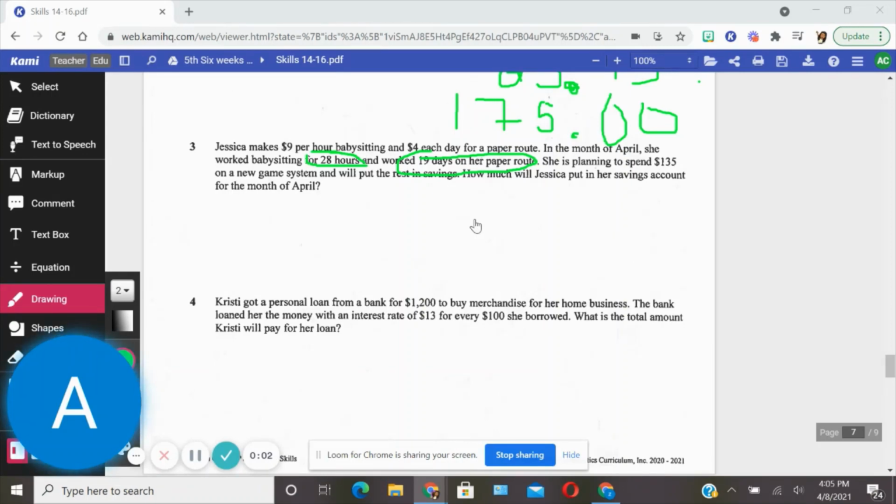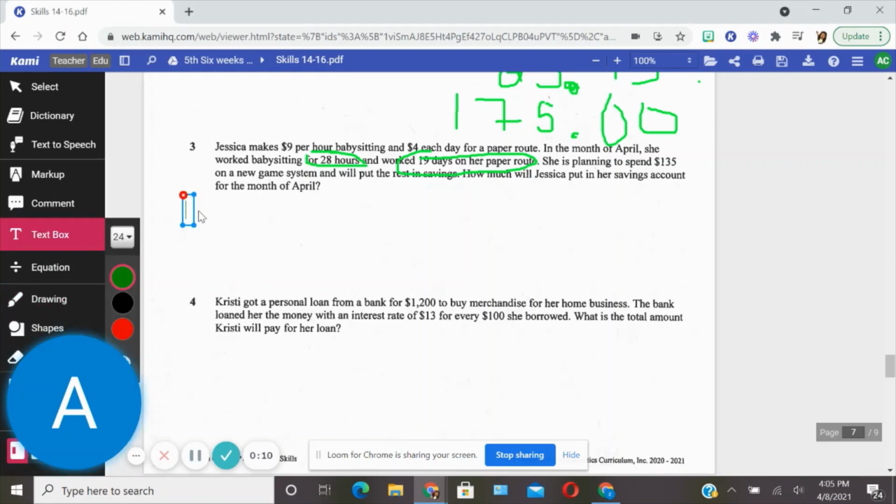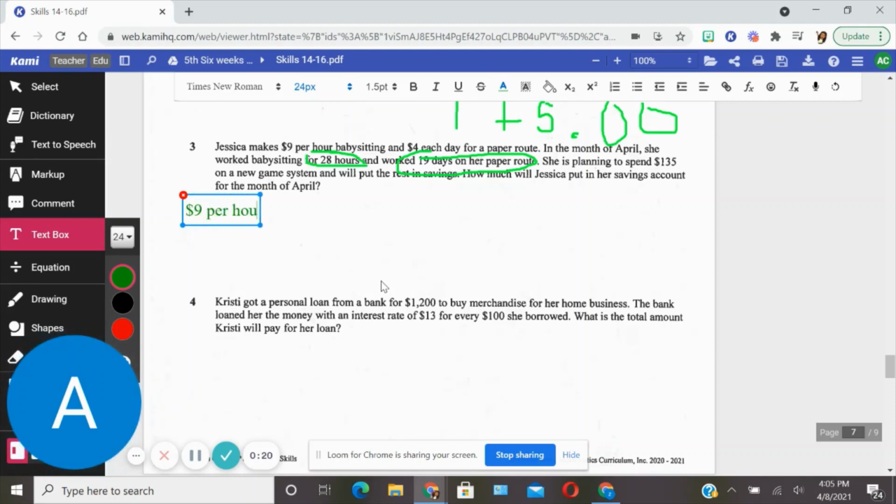All right, so now we're here back at Jessica, continuing off here. So we already know that Jessica makes $9 per hour, so I'm going to go ahead and put that in the text box. She makes $9 per hour. We also know that she also gets paid $4 each day. This is for the paper. Well, here is for babysitting.